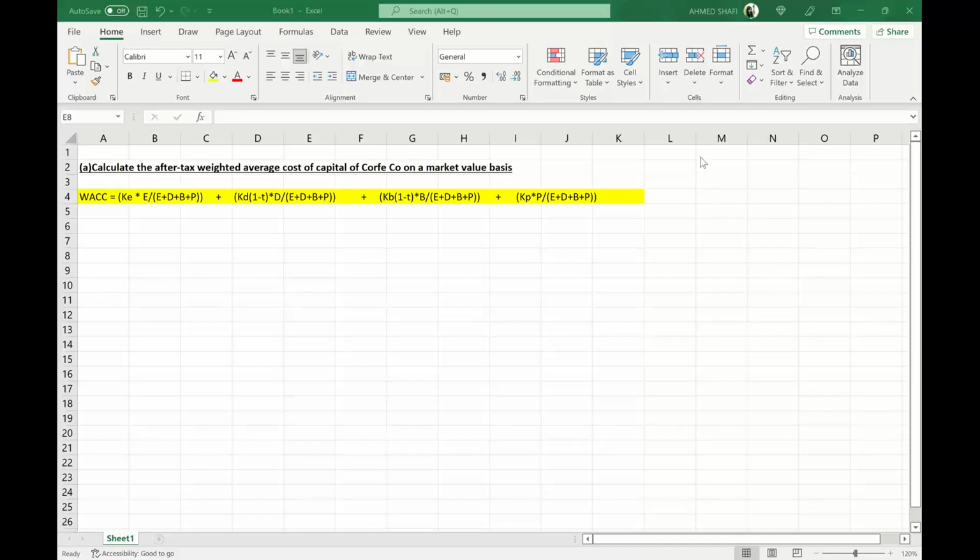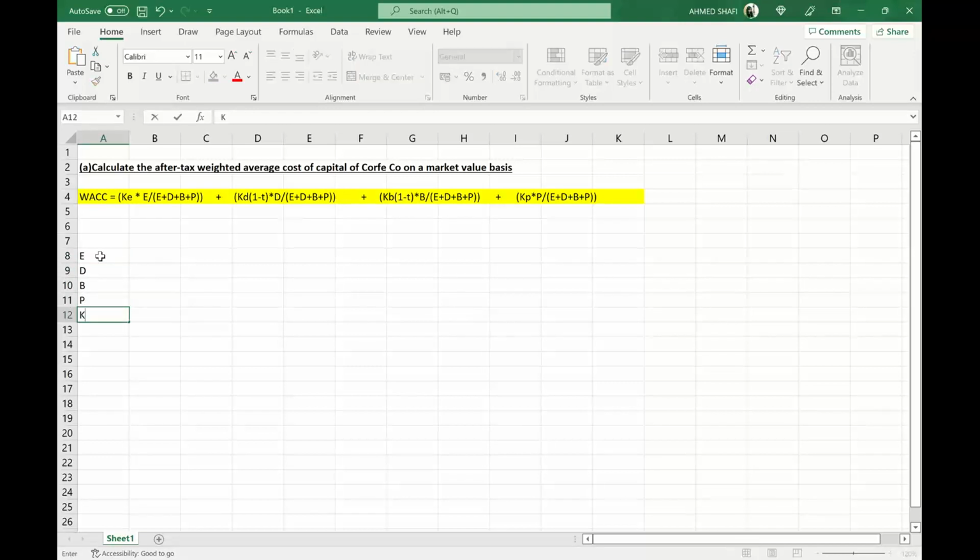Now, once you have made the equation, step one is over. Now you must go towards step two: calculate the required variables. Look at the equation, what variables do you need? You need E, D, B, P.